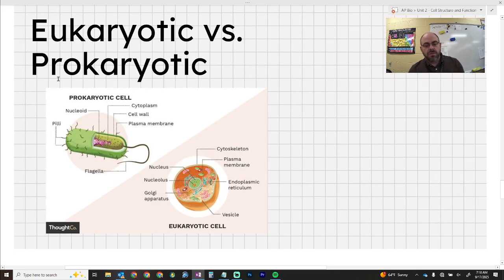Just to make sure, these are important bio words. Eukaryotic cells are cells that have a nucleus and membrane-bound organelles. These are plant cells, fungi, animals, and protists. Prokaryotic cells: anytime you see the word prokaryotic, it's typically going to be referring to bacteria.